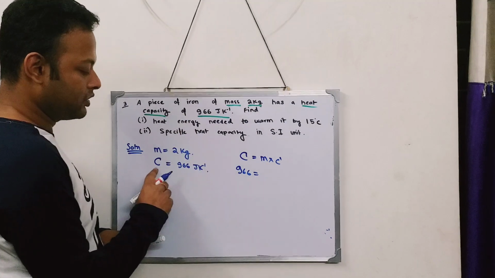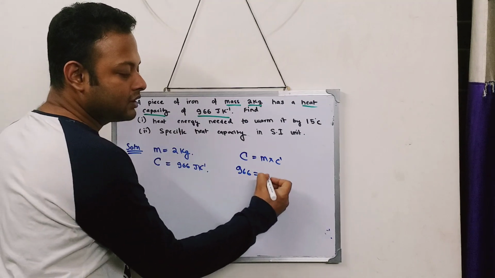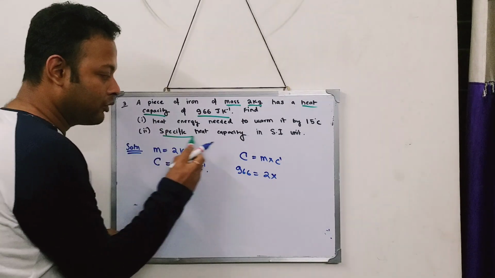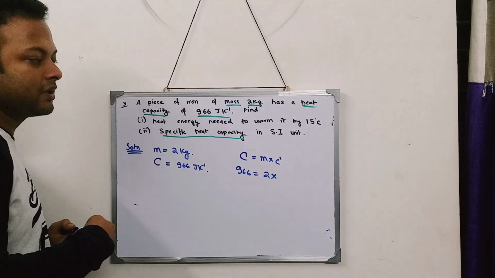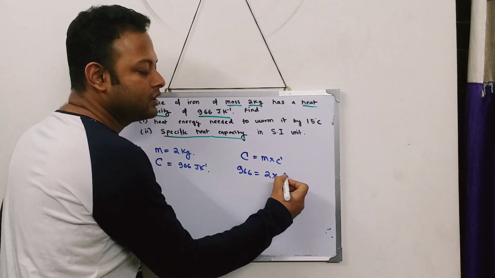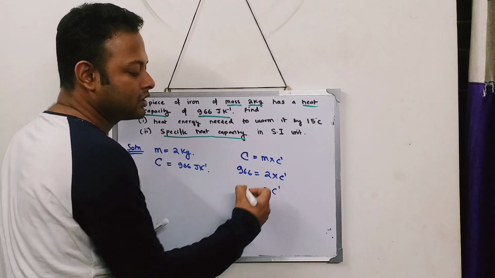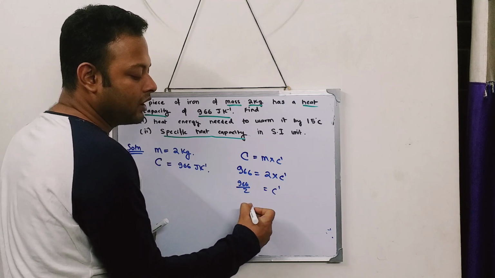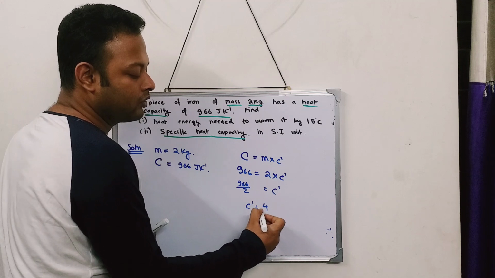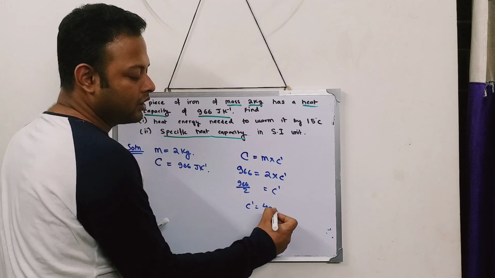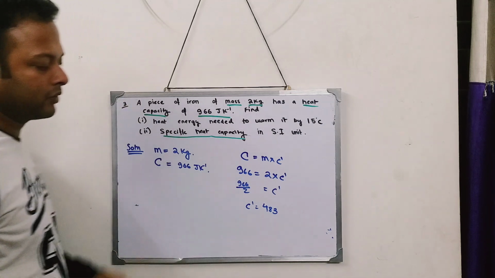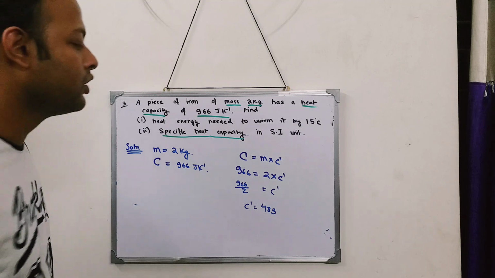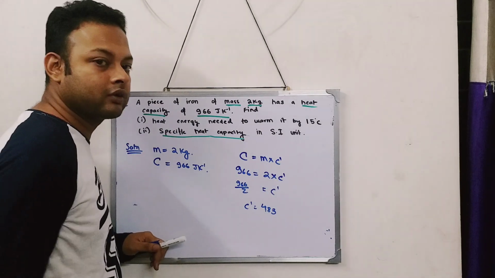966, because that is capital C, and your mass is given as 2 kg. I'm doing the second part first, so I have to find the specific heat capacity, which is denoted by small c dash. So small c dash becomes how much? 966 divided by 2, and that gives you 483, if my calculation is right. 2 4s are 8, carry 1, 2 8s are 16, yes, 483.